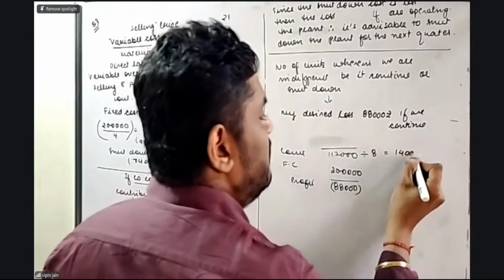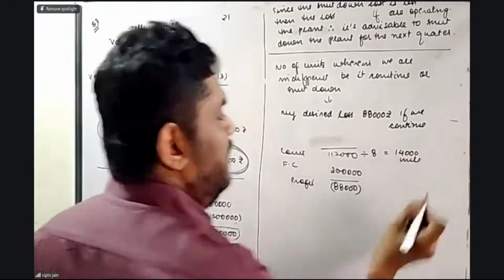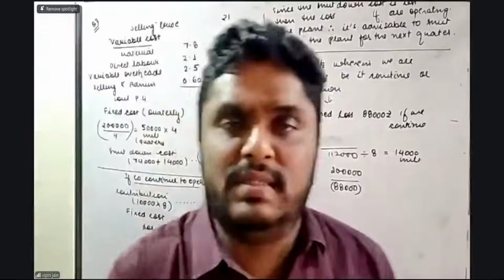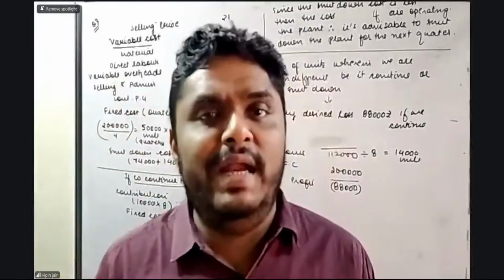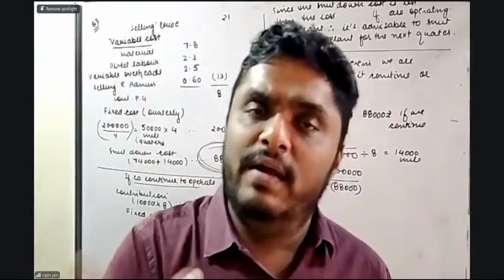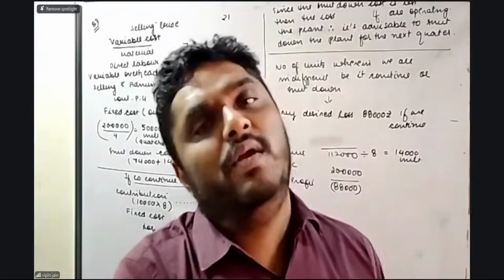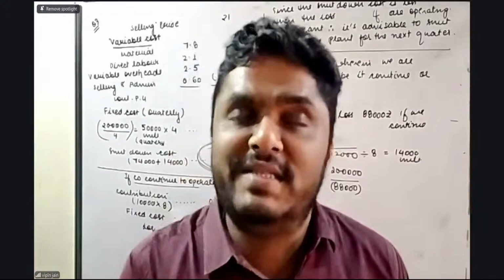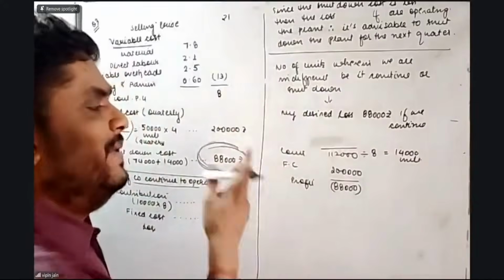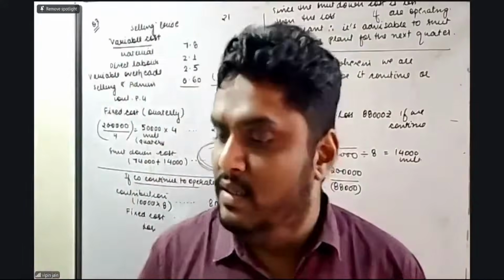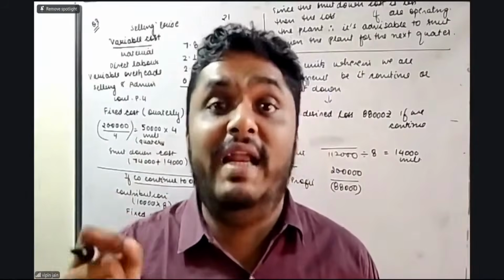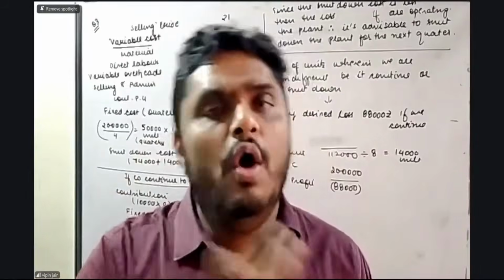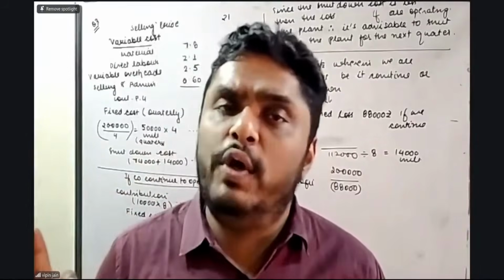It means at 14,000 units, there will be a loss of 88,000, and we are indifferent. If we continue also, there will be a loss of 88,000. If we discontinue also, this cost will be incurred, so there is a loss of 88,000. So 14,000 units is the point where we are indifferent to continue or to shut down. The things are going to be the same.